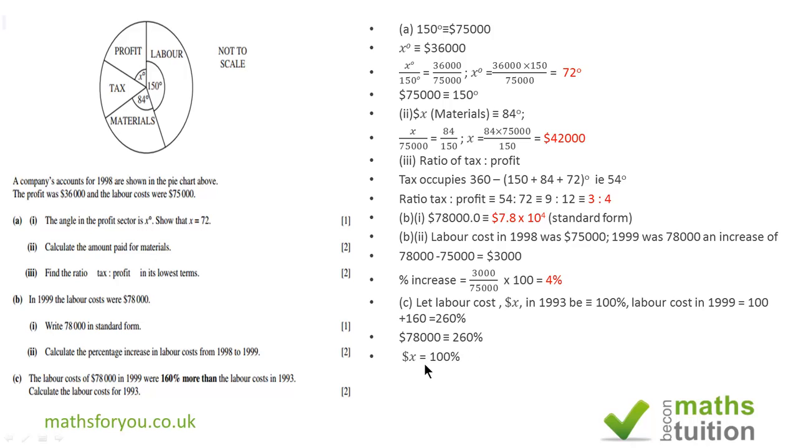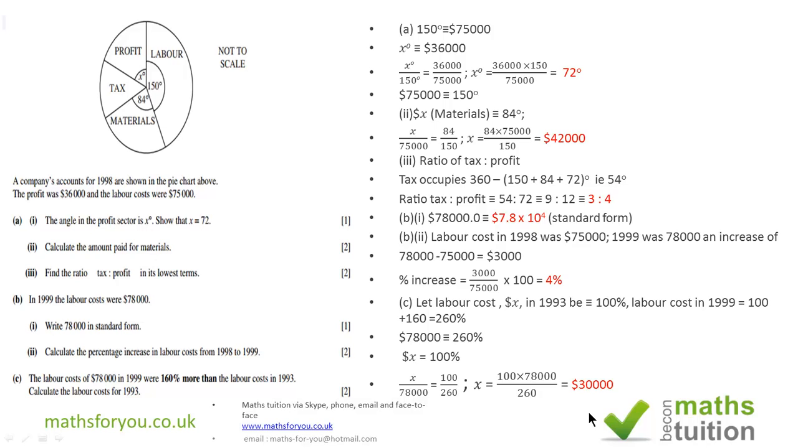So X dollars is equivalent to 100%. Again, if we do X over 78,000 is equal to 100 divided by 260. So X, by cross multiplying, becomes 100 times 78,000 divided by 260, and the answer is $30,000.